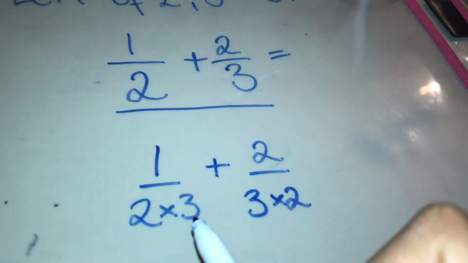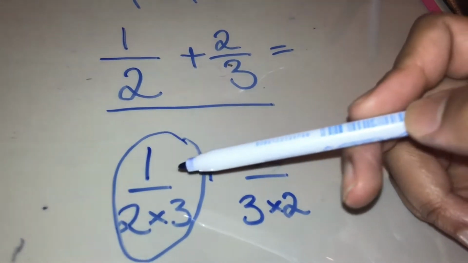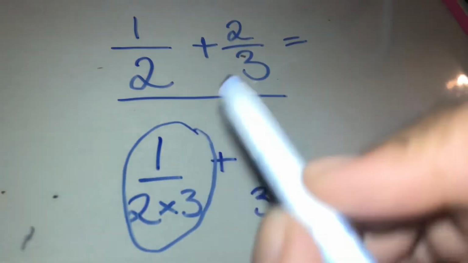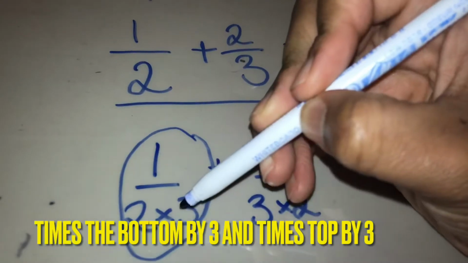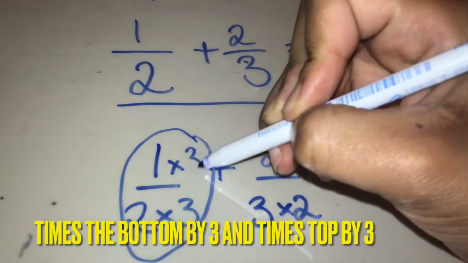Now whatever we do to the denominator of this fraction, we need to do to the top. So we need to do that also to the numerator. So here we times the bottom by 3. So the top now we need to times that by 3.